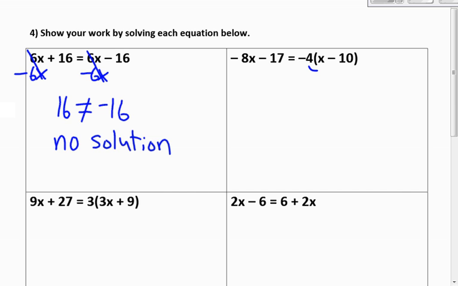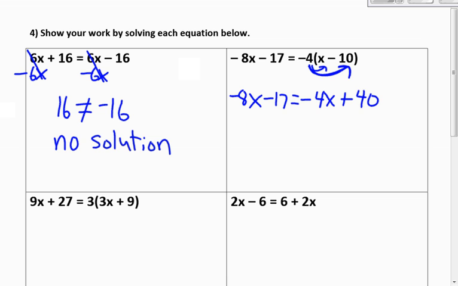We're going to use distributive property with the parentheses, so just remember that negative times a positive x is negative 4x, and negative times a negative 10 turns it to positive, and that's 40. Bring everything else down.